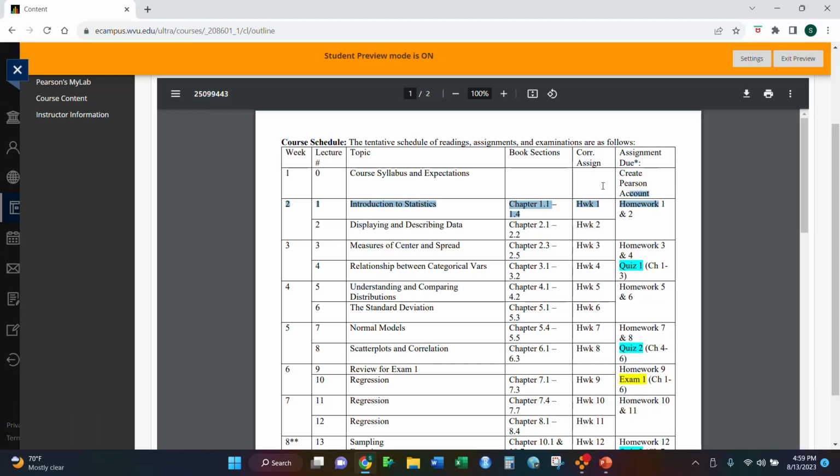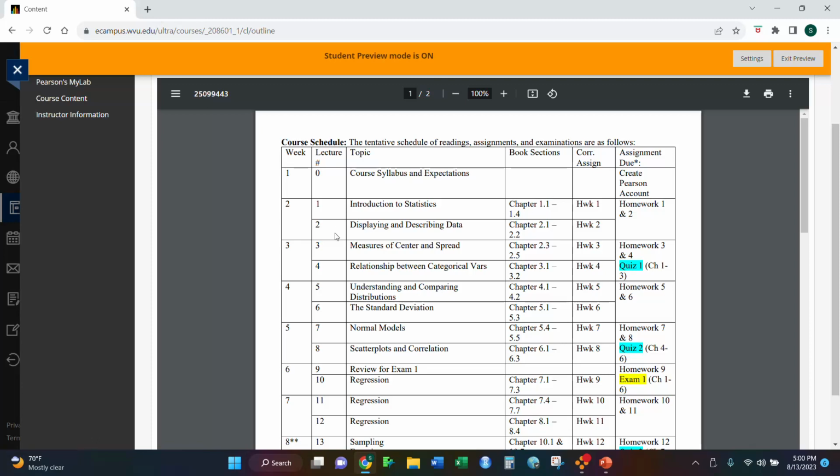So this is our first week. The only thing we're looking at is the course syllabus and expectations that we're going through right now. The only thing you need to do for this week is to create your Pearson account. And again, we'll get into that more in a moment. Next week, we'll start doing our Introduction to Statistics lecture. So lecture 1, Introduction to Statistics. It covers chapters 1.1 to 1.4, and homework 1 corresponds to that lecture and that book section.